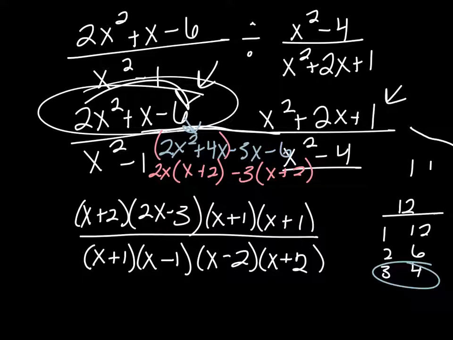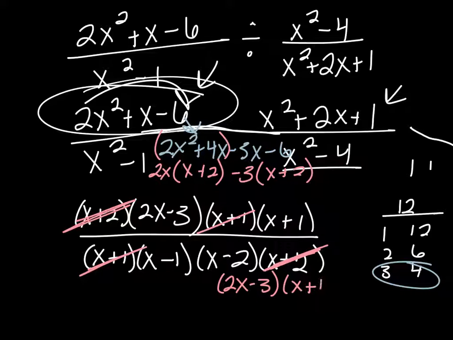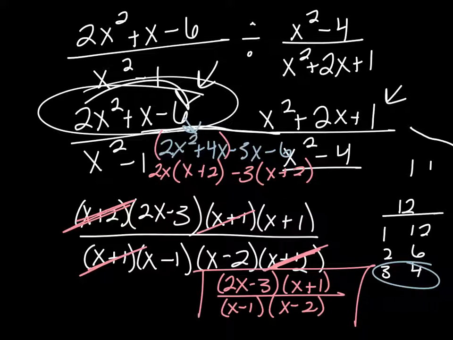minus 3. Now that everything's factored, I can cancel anything on the numerator with anything on the denominator if they are a common factor. I have an x plus 1 and an x plus 1. So it looks like my final answer is 2x minus 3 and an x plus 1 on the numerator, and an x minus 1 and an x minus 2 in the denominator for my final answer.